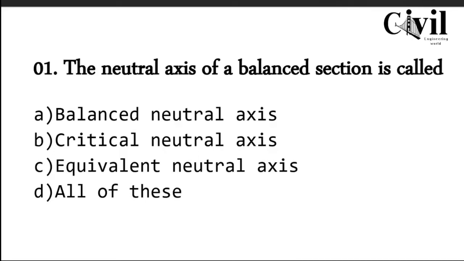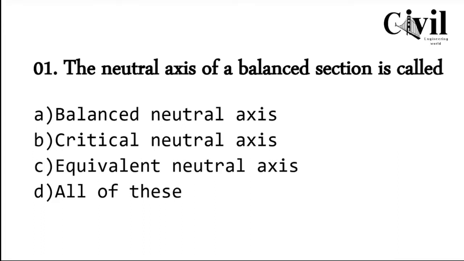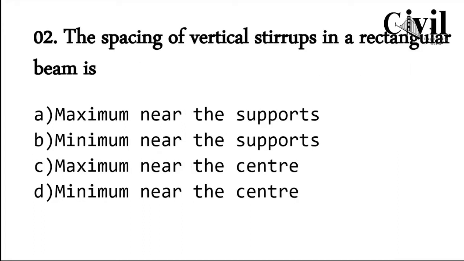Okay, let's get started. So first one, the neutral axis of balance section is called. This answer is critical neutral axis. Okay, let's move to the second. The spacing of vertical stirrups in rectangular beam is minimum near the supports. B is the correct answer.